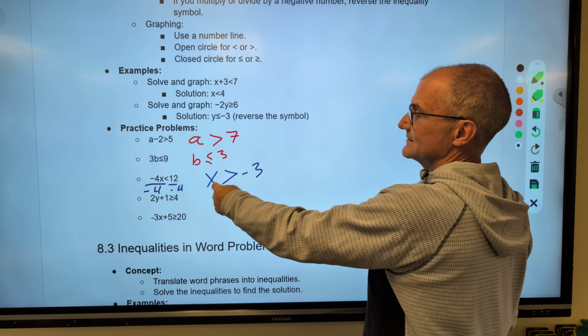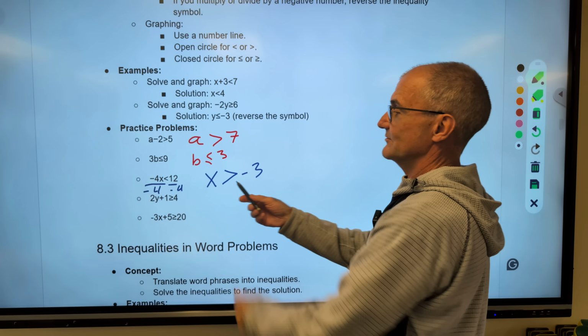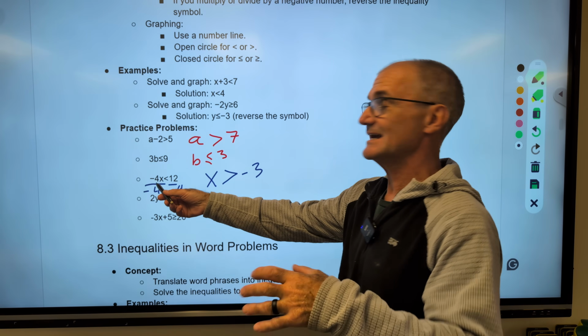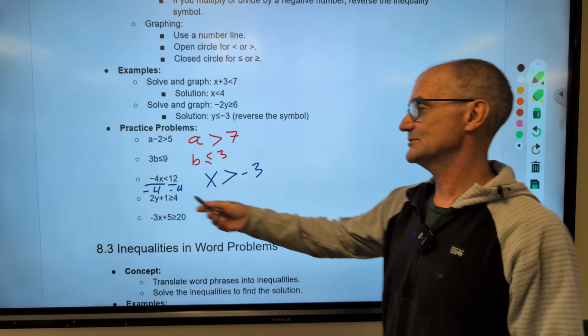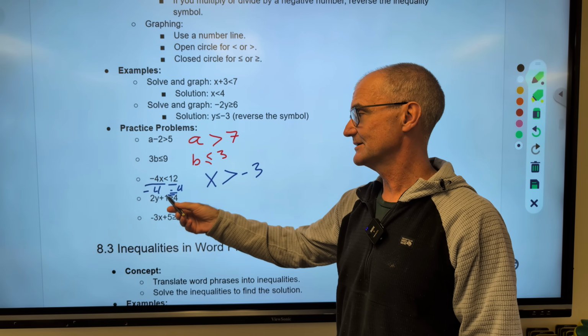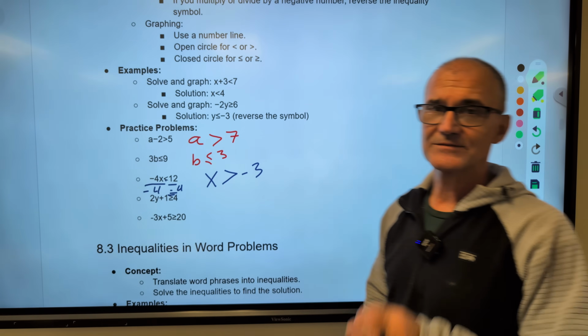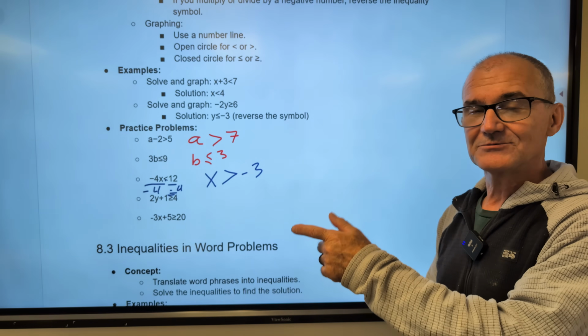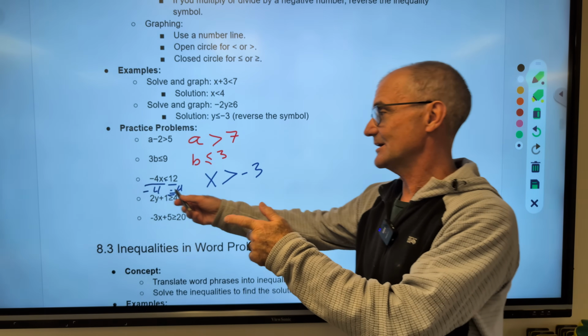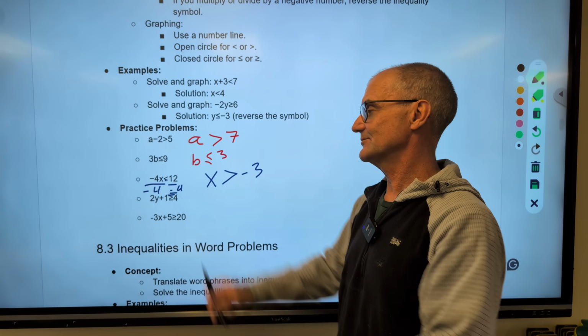What's the number? 10. 10 is greater than -3. 10 times -4 is -40. -40 is less than 12. And that's why when you multiply or divide by a negative, you switch that sign. That is really a very big part of the math knowledge. Like those little tricks you need to know in math, like when I multiply and divide by a negative, I reverse that sign.